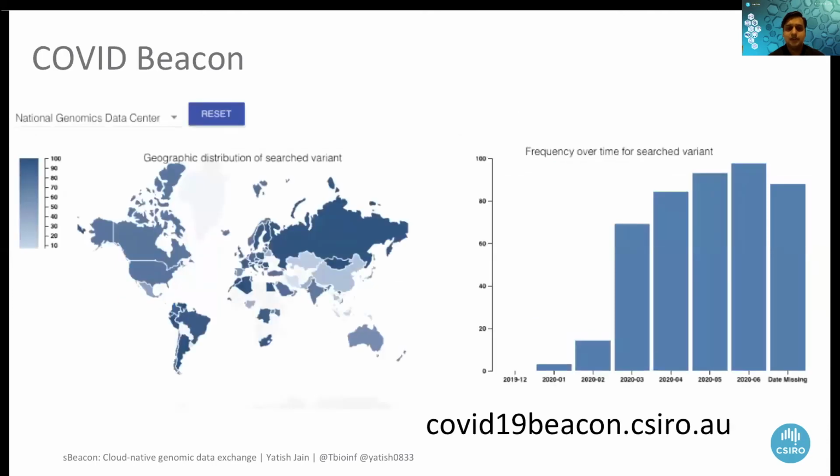Serverless Beacon is extensible, as demonstrated by the COVID Beacon implementation, which allows users to query the COVID-19 virus genome. COVID Beacon on open source data is available freely on covid19beacon.csiro.au. COVID Beacon also customizes the Beacon protocol to generate visualizations showing geographic distribution of a searched variant and frequency over time for a searched variant.